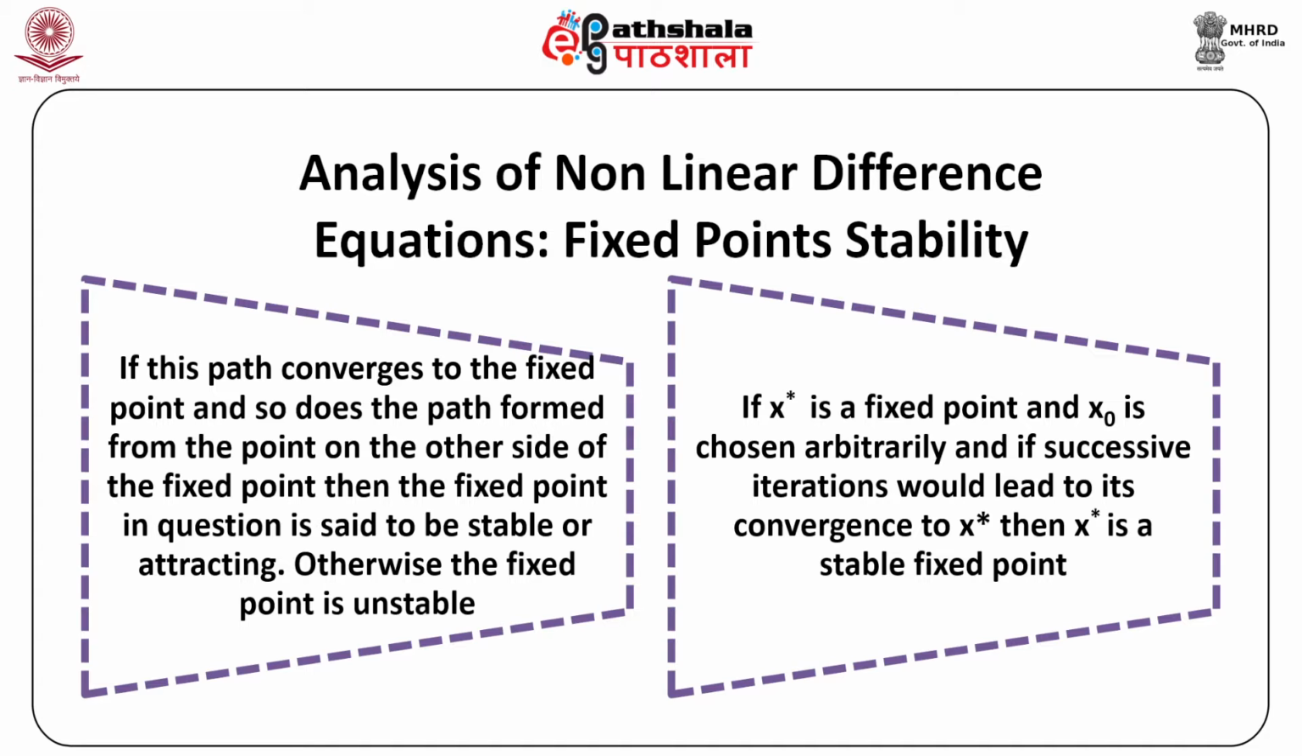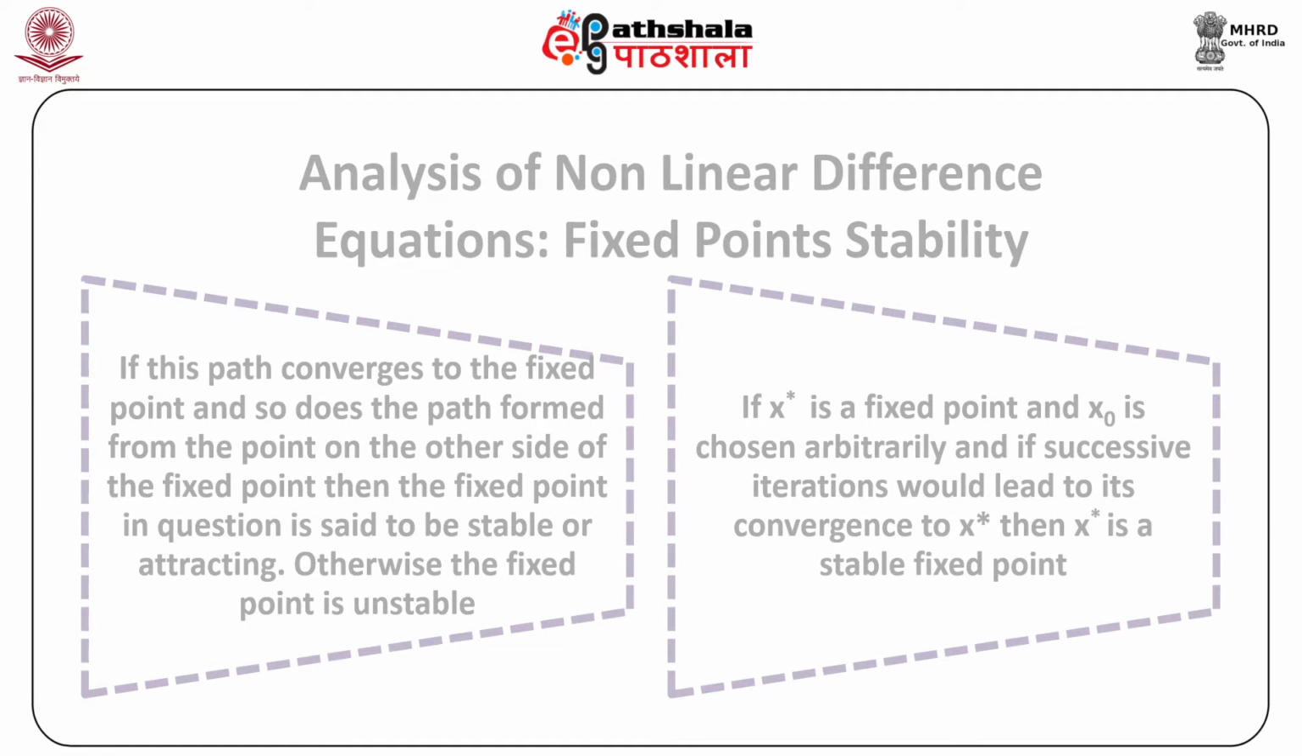In analytical terms, it can be interpreted as follows: if x* is a fixed point and x_0 is chosen arbitrarily, and if successive iterations lead to convergence to x*, then x* is a stable fixed point, that is, the limit of x_n as n tends to infinity is equal to x*, where x_0 is arbitrary.